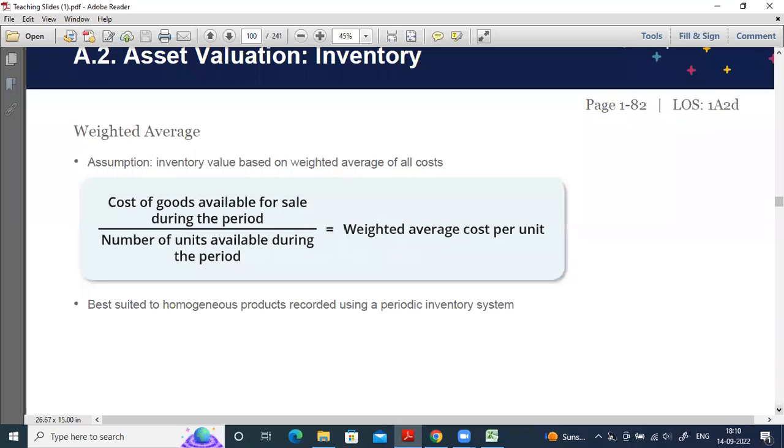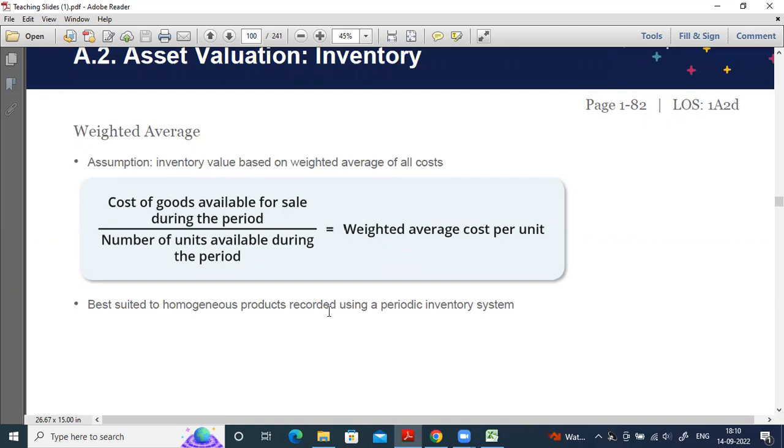Now weighted average, what it says is you need to take a common weighted average. So that is what weighted average says. Here the formula to compute the weighted average cost per unit would be the cost of goods available for sale during the period divided by the number of units available during the period.